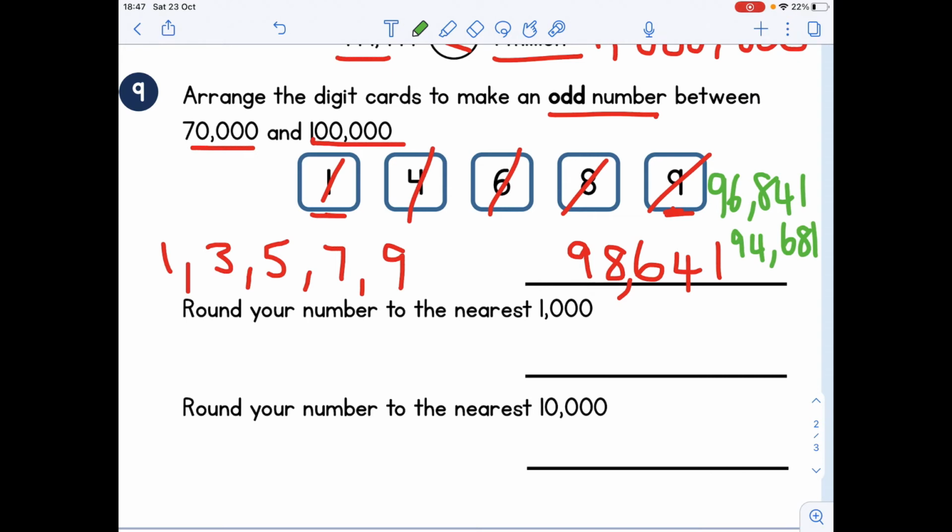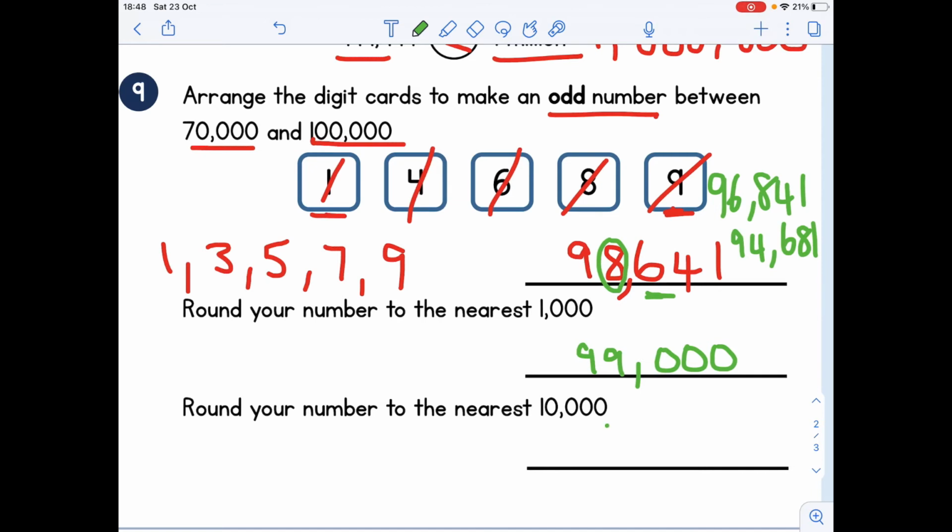Okay, so then I want to round this number to the nearest thousand. So you look at the place value before. So I look at the hundreds. If it's 5 or more, I'm going to round my thousands column up. In this case, it is 5 or more. So I'm going to round it up from 8,000 to 9,000 and then put zeros in as placeholders to hold the value.